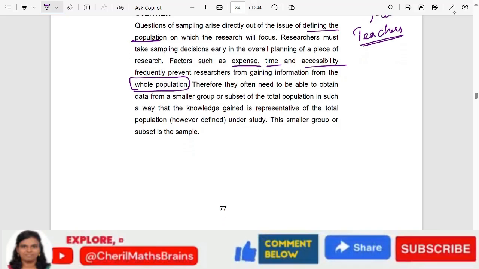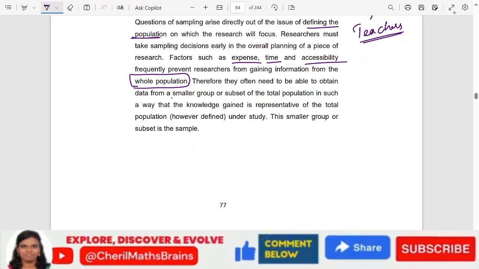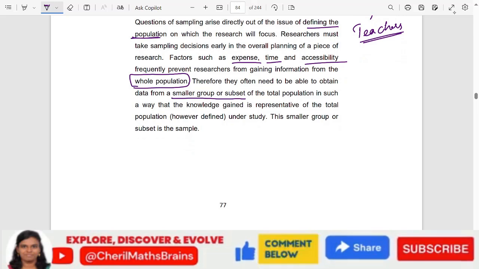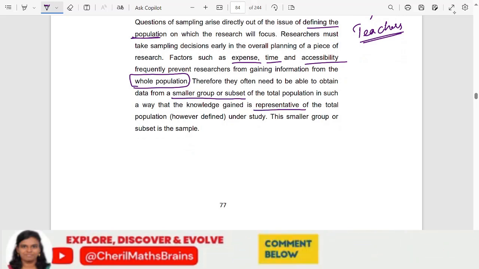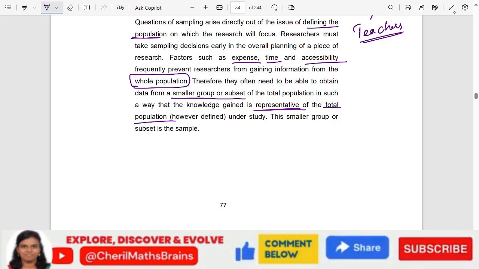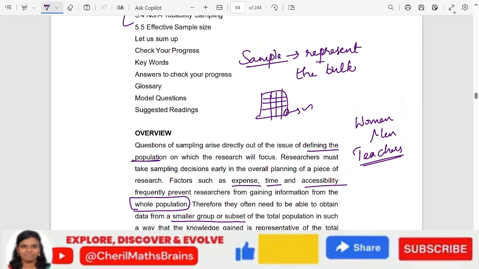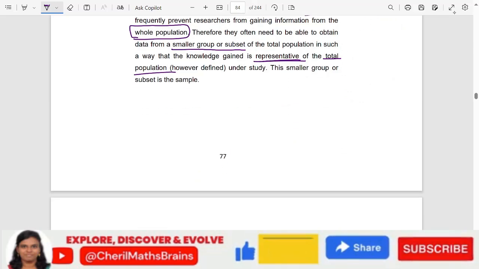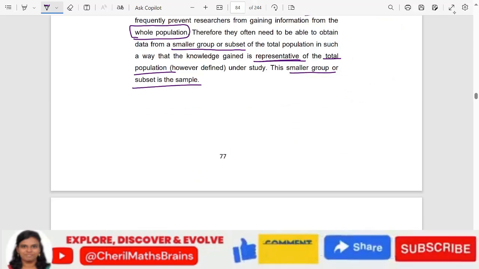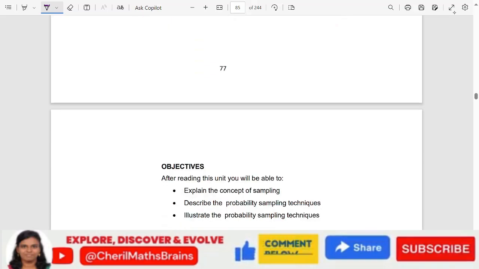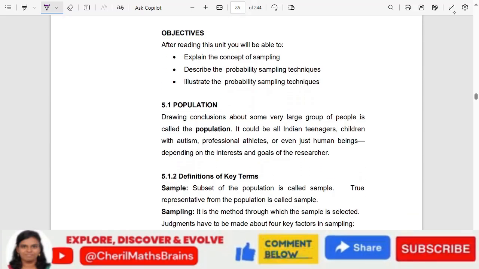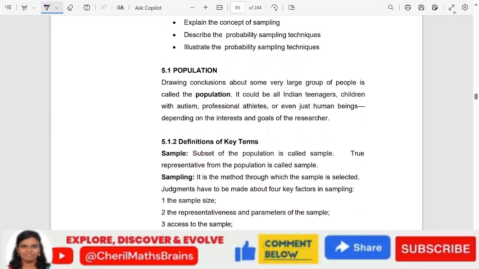Okay, so what you are going to do is you are going to take a smaller group or a subset. So on the whole population, I take a small group, a subset. So that is going to be representing the total population. That is why I told in the beginning it will represent the bulk. The bulk is going to be the population. So this smaller group is called a subset and that is going to be the sample. So this is what sampling and sample mean.